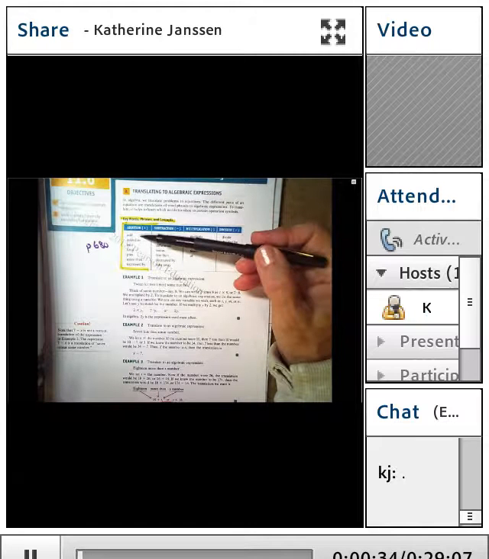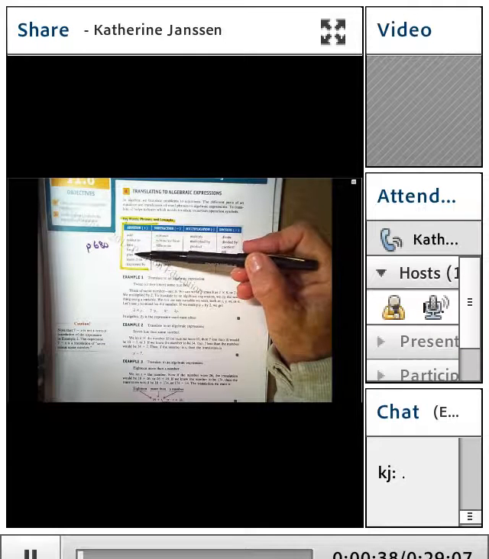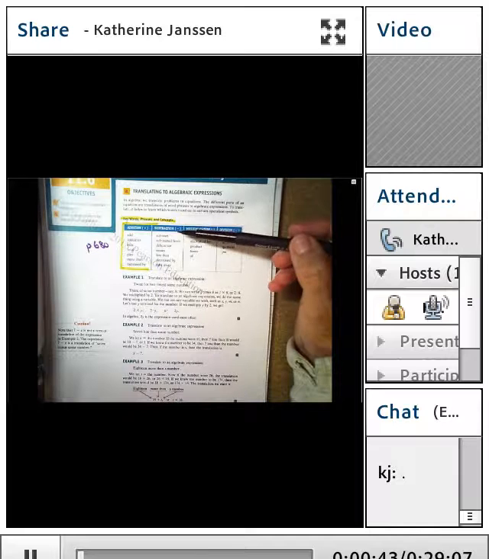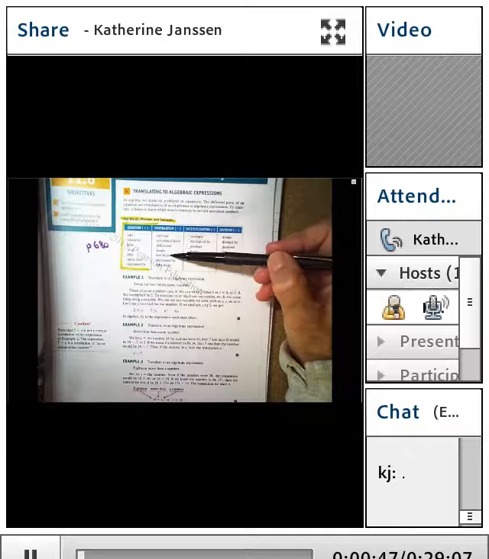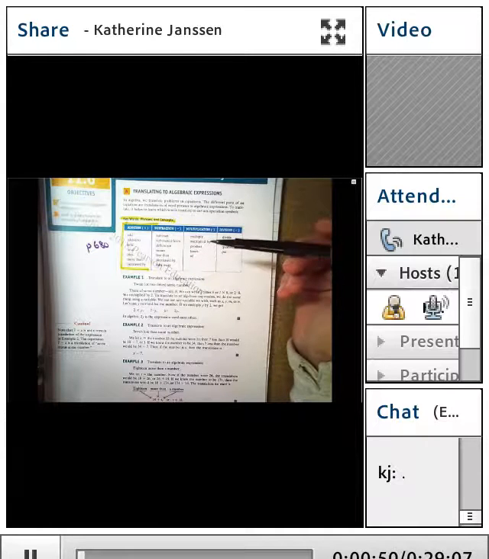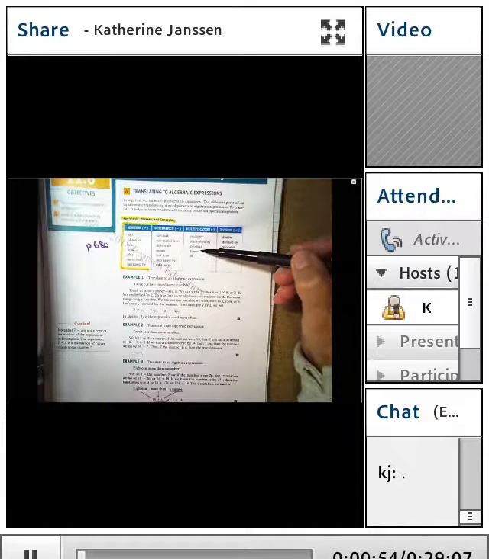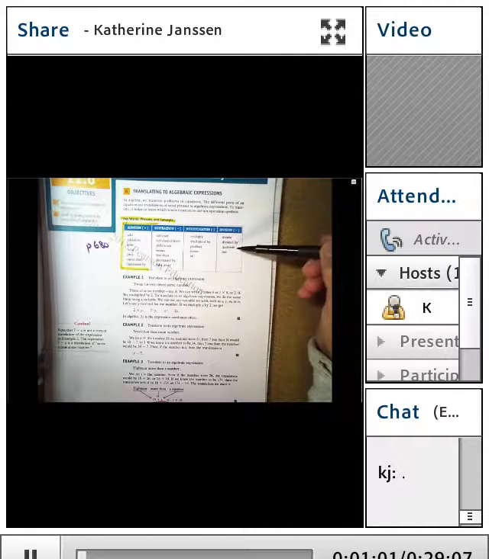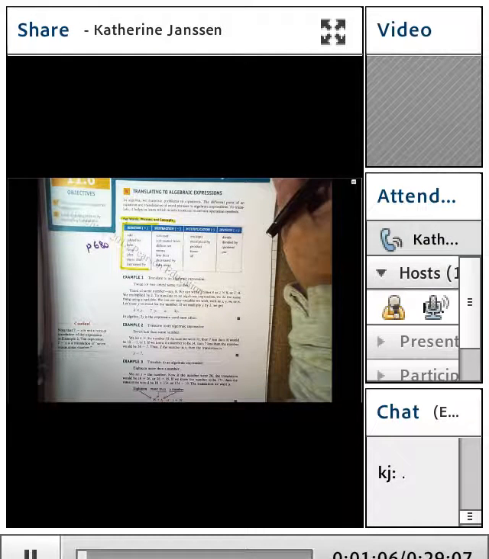Keywords for addition would be add, added to, sum, total, plus, more than, increased by. Keywords for subtraction: subtract, subtracted from, difference, minus, less than, decreased by, take away. Keywords for multiplication: multiply, multiplied by, product, times, of. And keywords that represent division: divide, divided by, quotient, and per. So take a look at those charted words and key phrases.